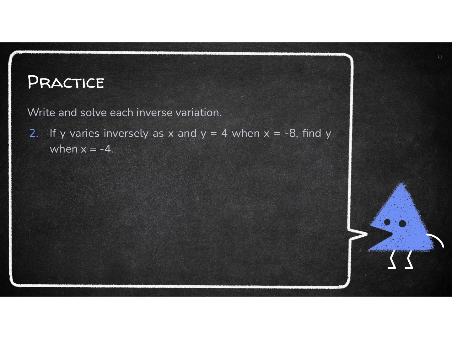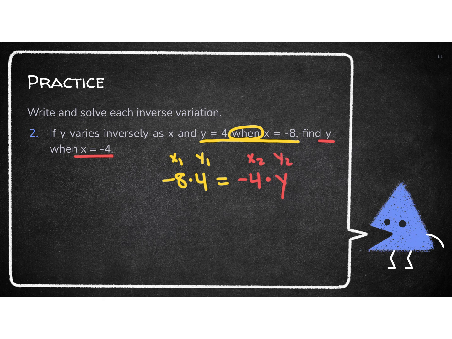The next one, they tell us y varies inversely as x, y equals 4 when x equals negative 8. So we know our first pair is negative 8 and 4. So we can take those and multiply them together. We have our x1 and we have our y1. Our second pair, we don't know y, but we know that x equals negative 4. So we have negative 4 and we don't know our y. So that's our x2 and our y2.